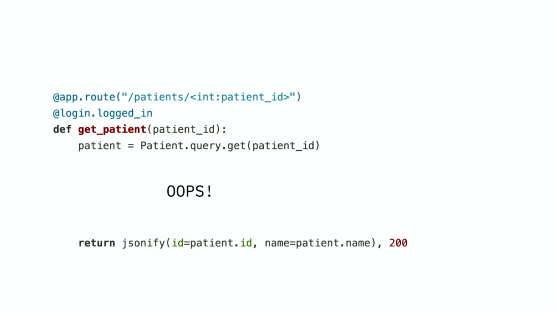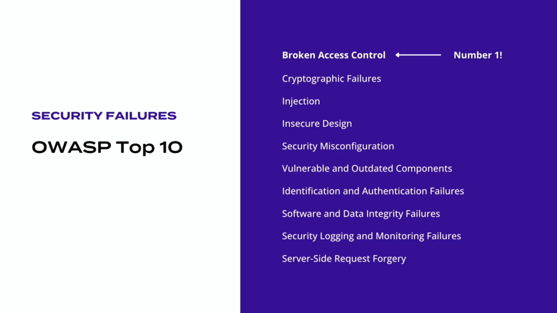But what happens if you forget to call that code? You miss that step. Unfortunately, it happens very often. So often, in fact, that the OWASP top 10, which lists the most common occurrences of security issues, or common reasons for security issues, lists broken access control as the number one.